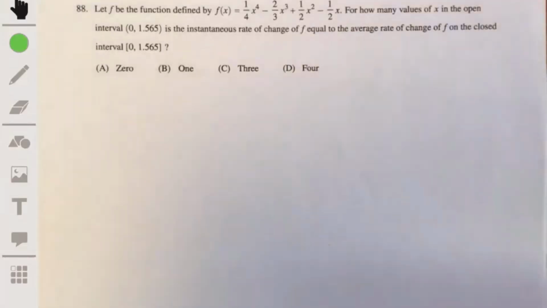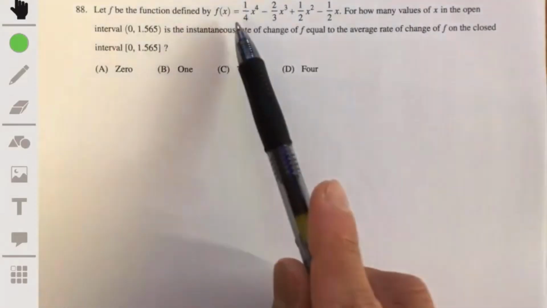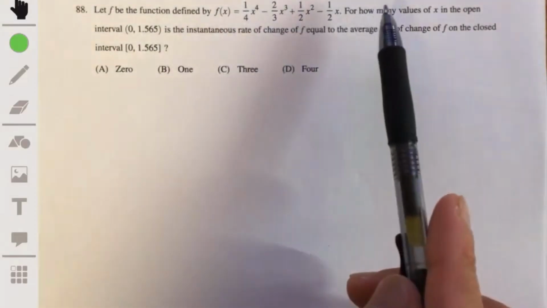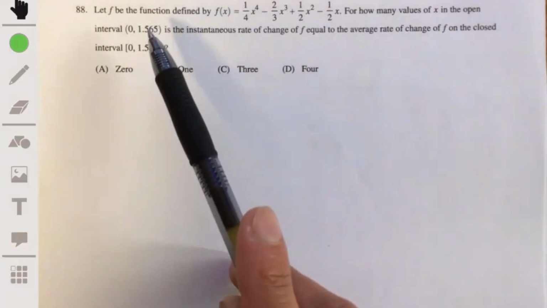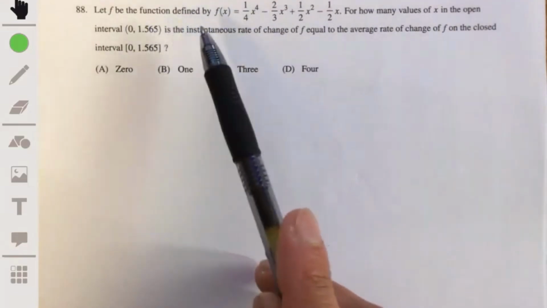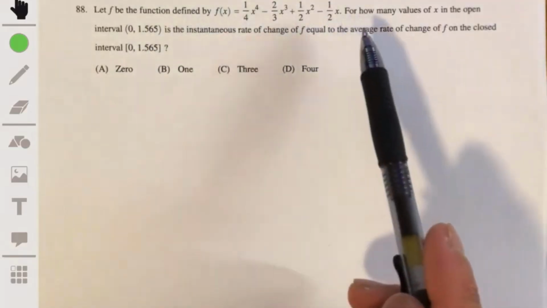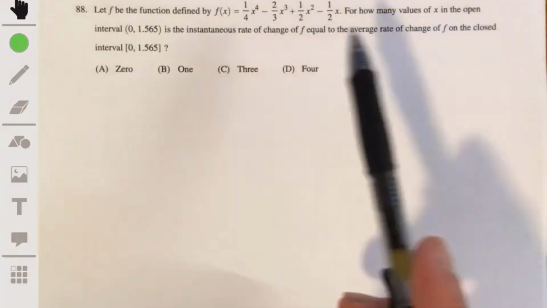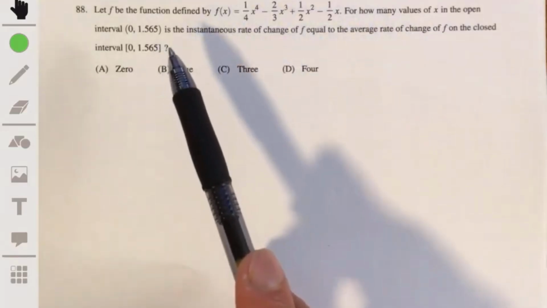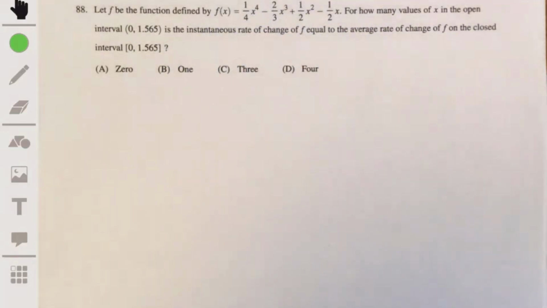All right, in problem 88, we have a function f given by this, and we want to find how many values of x in the open interval from 0 to 1.565 is the instantaneous rate of change of f equal to the average rate of change of f in the closed interval 0 to 1.5. Okay, so please just recognize what they're looking for.